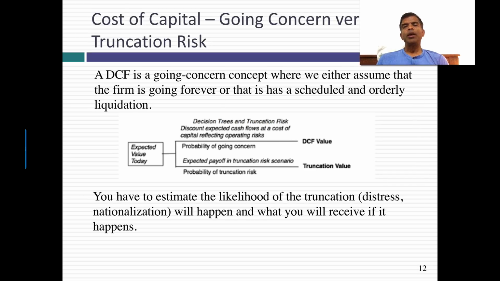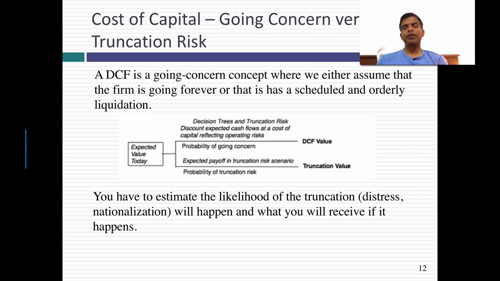You're saying, so what? If my company has significant truncation risk, like what? It's a young startup which might run out of cash and go out of business. It's a company with a lot of debt that might be unable to make a debt payment and be forced into bankruptcy. Or it might be an emerging market company in a country where governments nationalize companies. That kind of risk I cannot bring into a cost of capital.